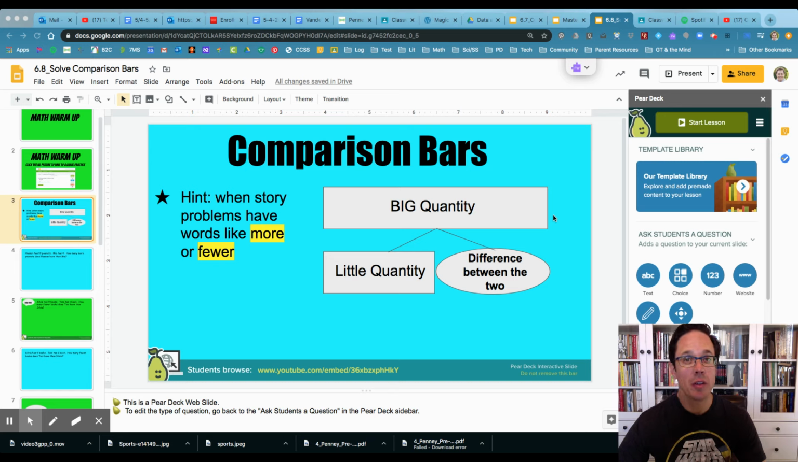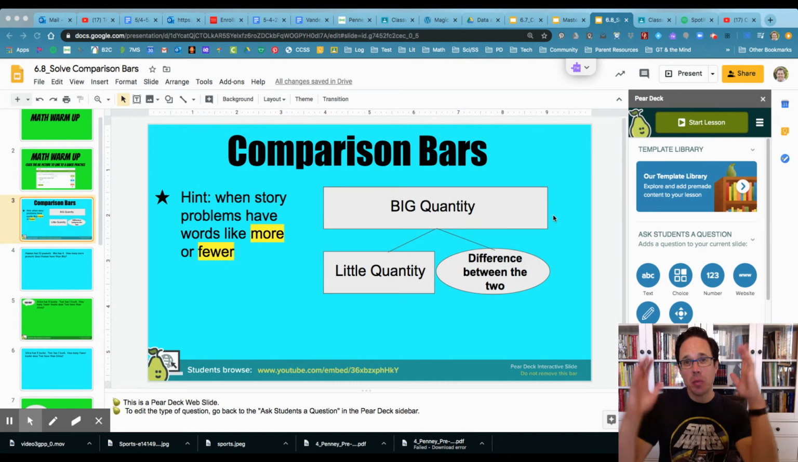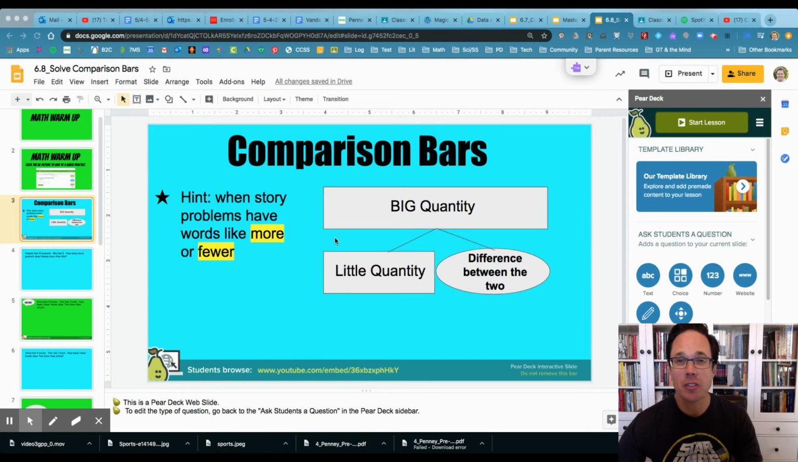Remember, comparison bars are great whenever you have a story problem that talks about how many more, how many less, even how many total. That way you can see the bigger quantity and the smaller quantity and start to think about how much extra or how much fewer there is. Okay, so we're going to leave up this little comparison bars chart next to our little paper there, and you can always come back to this slide if you need it, okay?